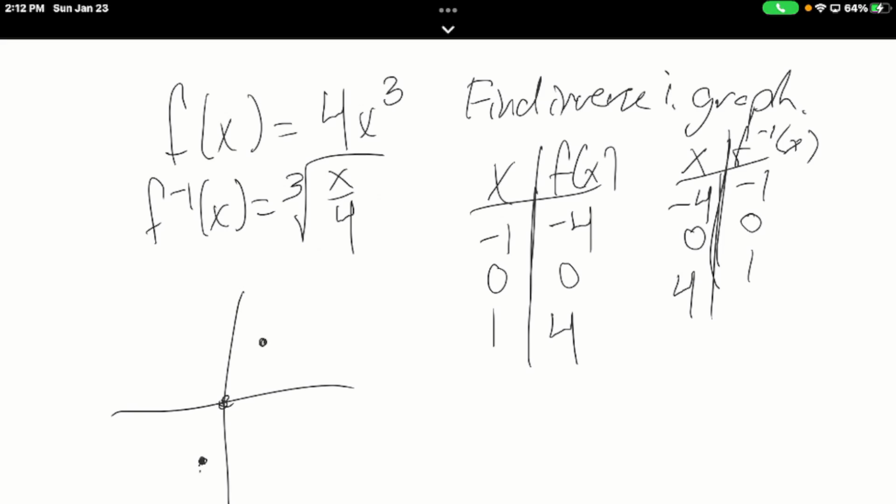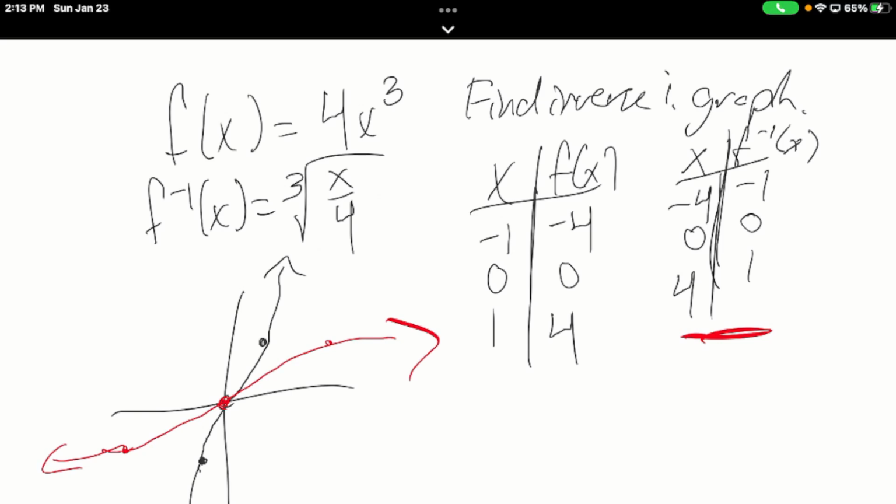So I've got (-1, -4) about right there, (0, 0), and (1, 4). Again, these are not on the same line. They're on the same function, just not on a straight line, so you have to give it a little bit of a curve. That's what my cubic graph looks like. Now I need to graph the inverse. So I've got (-4, -1) starting out, which is about right there. I've got (0, 0), and I've got (4, 1). Again, these are not a straight line. They've got a little bit of a curve to it. That's how you graph the inverse of a cubic and a quadratic. And you definitely will see something like this on Thursday.